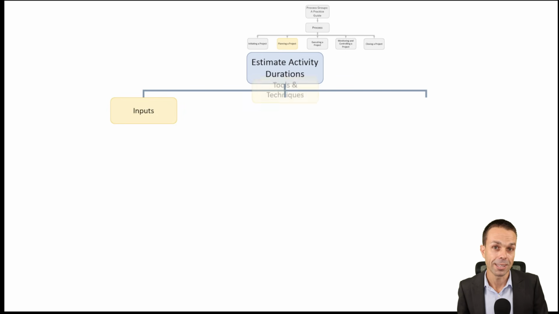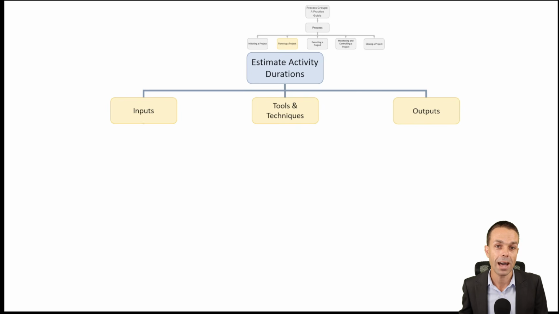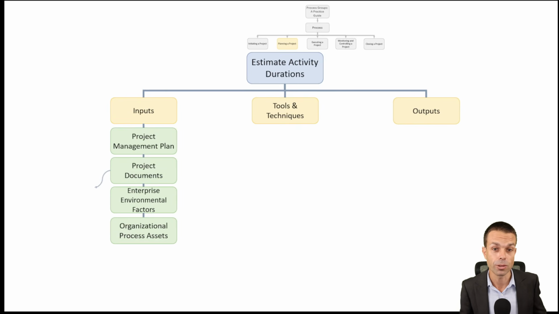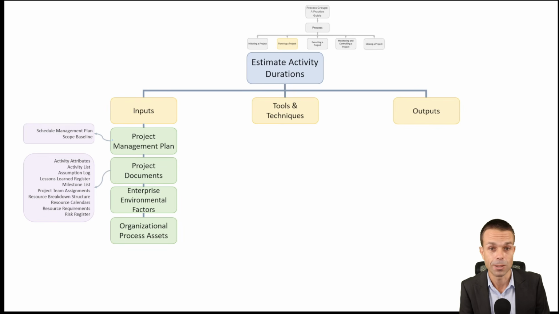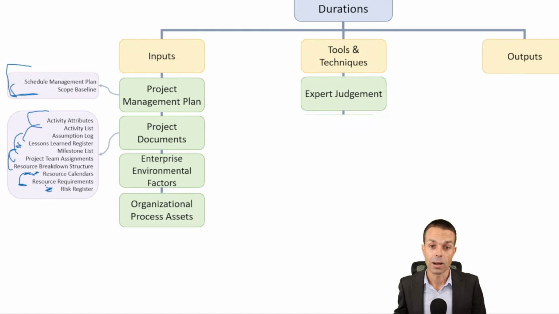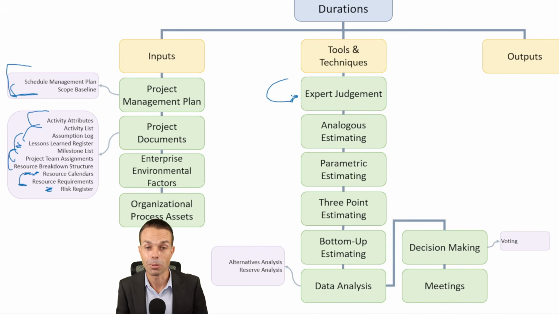Once we've got that activity list and we've put them in sequence, we need to estimate their durations. So how long are these activities going to take? It's very important for us to know this, even though it's just an estimate at this time. So we're going to need the project management plan, project documents, so all of these things, the activity list. Now, tools and techniques, we're going to need the expert judgment, as always, of people in the organization.